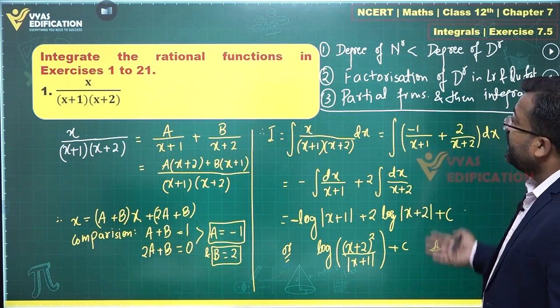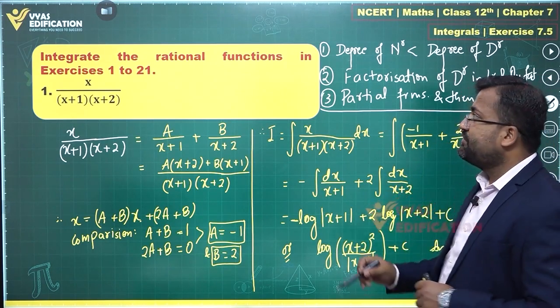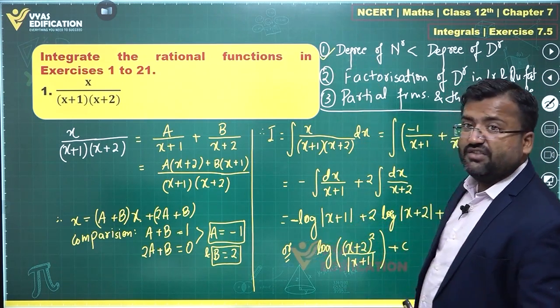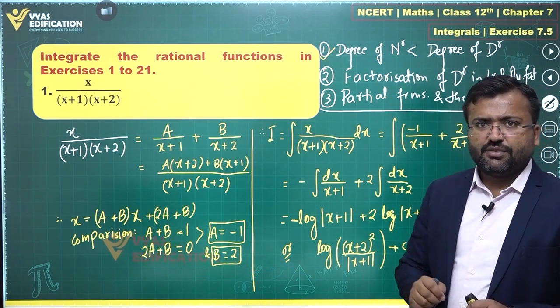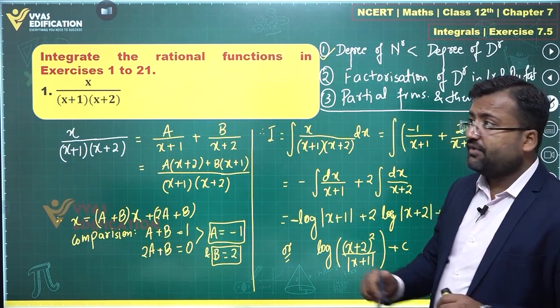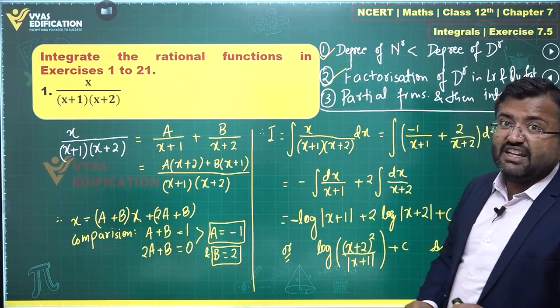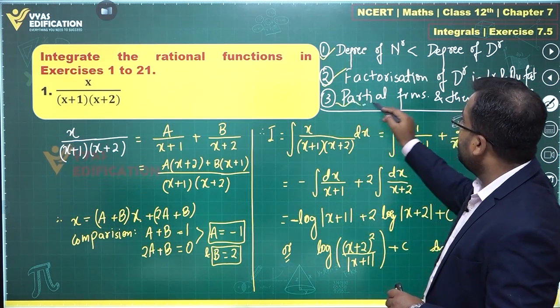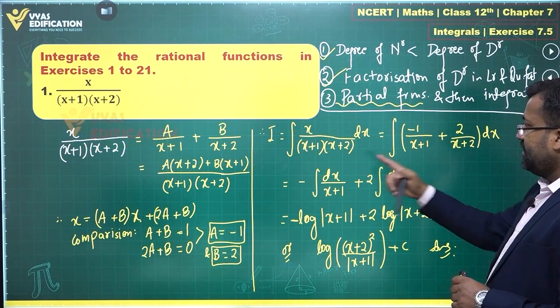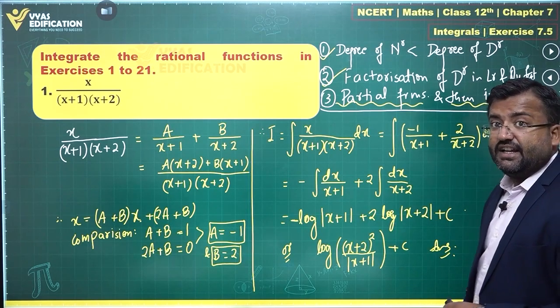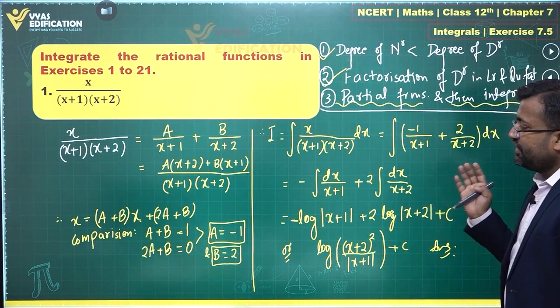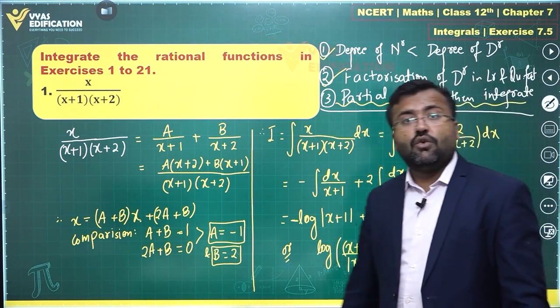As you can see over here in this question, the steps, mind you, first observation over here works because degree of numerator is less than degree of denominator. That's just something that should be there for a proper rational function. Denominator should be factorized into linear and quadratic factors, and after that we convert into partial fractions using those steps. Then we integrate easily. Right? That's the complete solution of this first question.